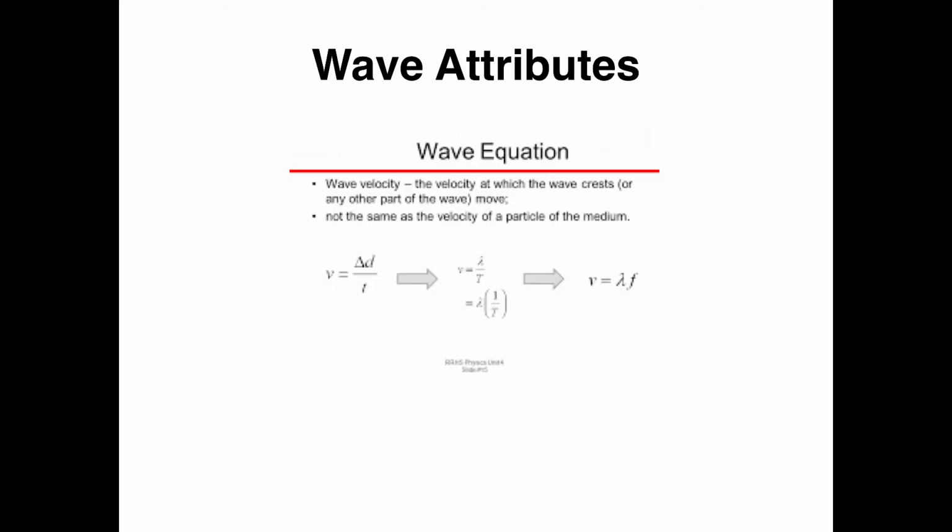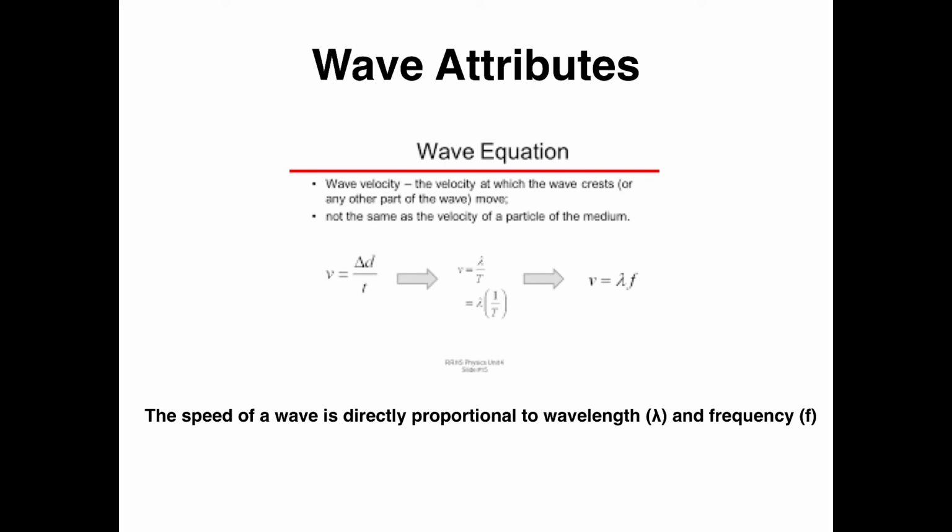Now, the wave equation is actually the only math we'll be doing this week, and it's very simple and straightforward. A wave velocity, which is the velocity at which the wave crests or other parts of the wave move, is not necessarily the velocity that the particles within the medium move. The wave velocity is equal to the wavelength over the period, or the wavelength times the frequency. So it's the time it takes to go through one wavelength, so that's the wavelength over the period, but it's also equal to the wavelength times the frequency.